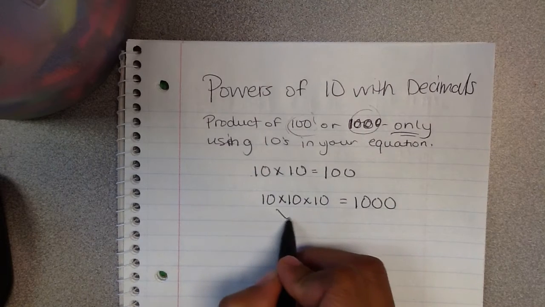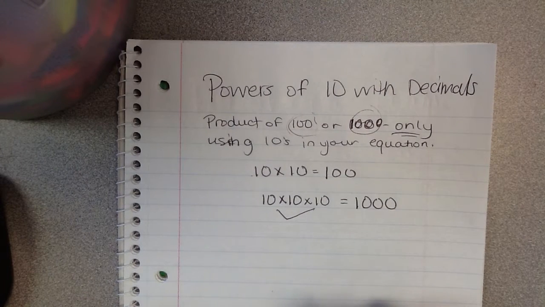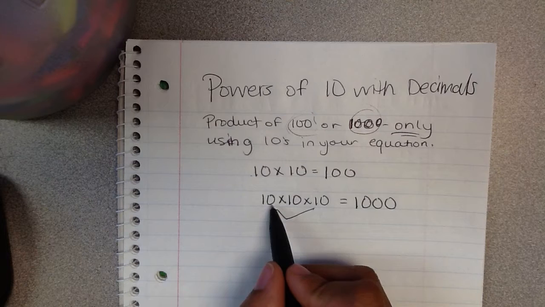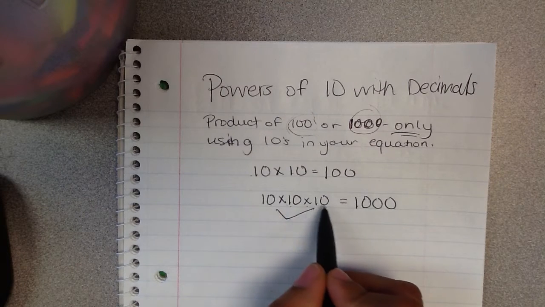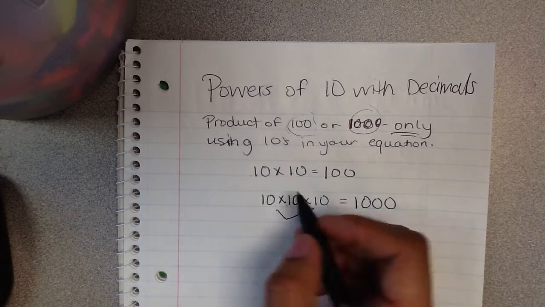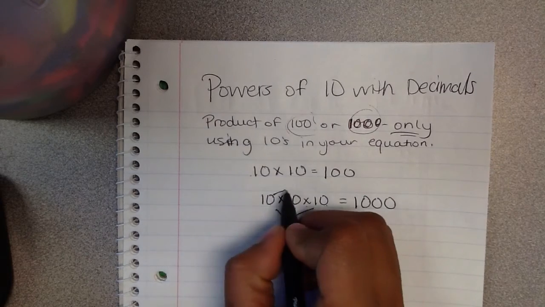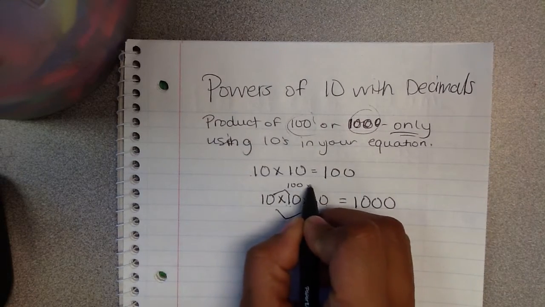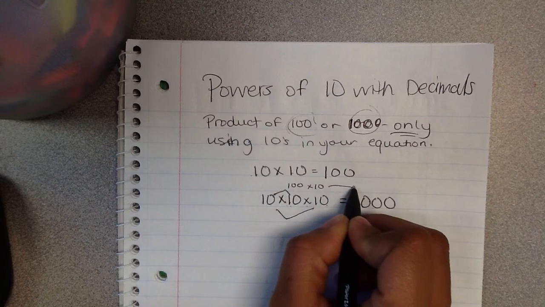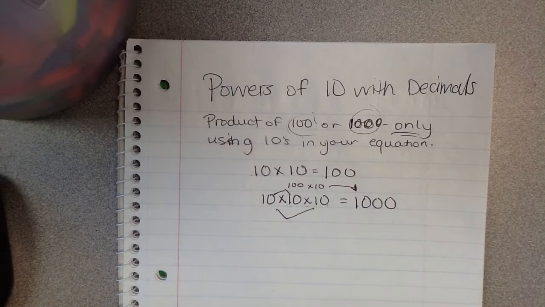Notice this does not equal 30. I'm not saying 10 plus 10 plus 10. I'm saying 10 times 10 times 10. Okay, because if I think about this first 10 times 10, that's 100, and then I have another times 10 to finish off with, which gives me the 1,000.